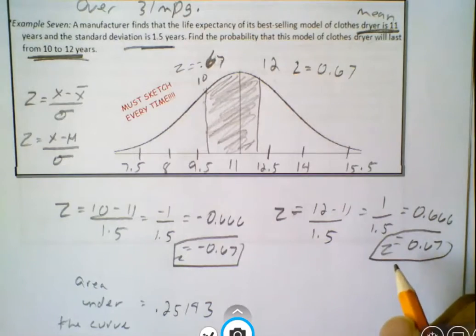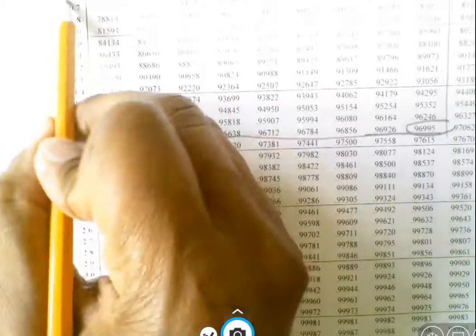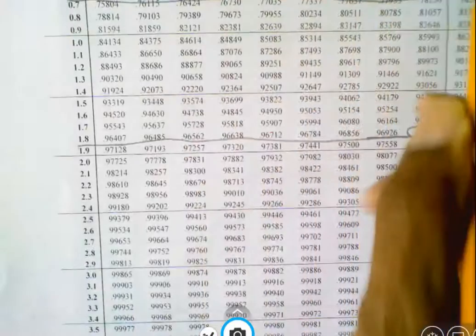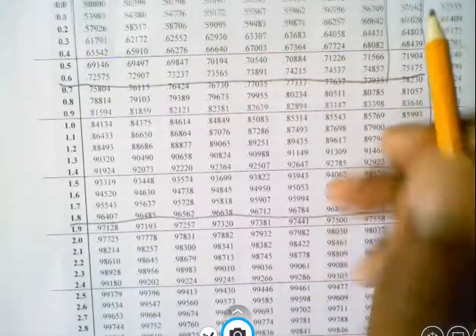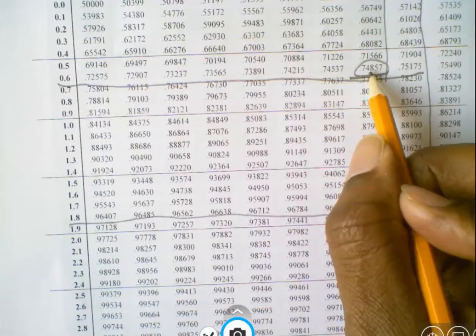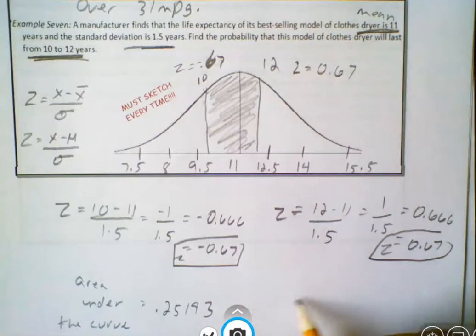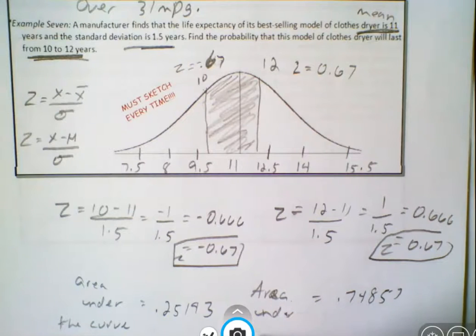The next one is positive 0.67, so we'll find 0.6 and cross over with the 7. That looks to be roughly right here. So 0.74857 is the area underneath this curve, the area under the curve, or probability.